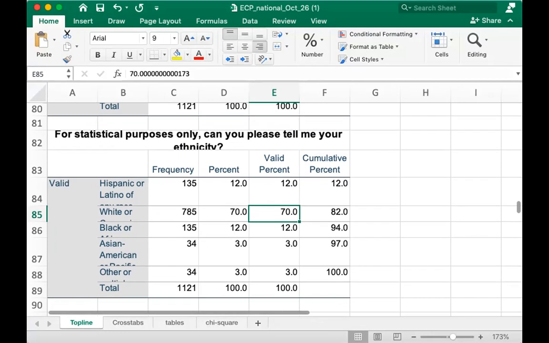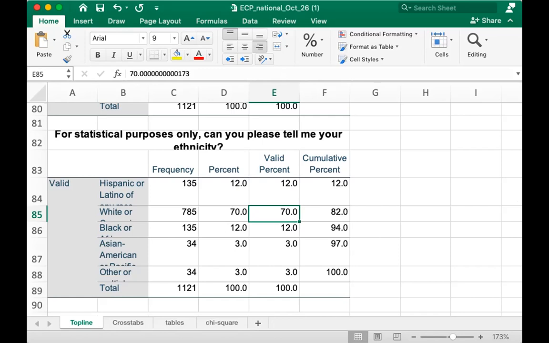We've got, for statistical purposes only, can you please tell me your ethnicity? This was the question that they asked. And here are the results. We see that 70% of their sample were white or Caucasian, 12% were Black or African American, 3% Asian American, 12% Hispanic or Latino of any race, and then 3% fall into the other category.